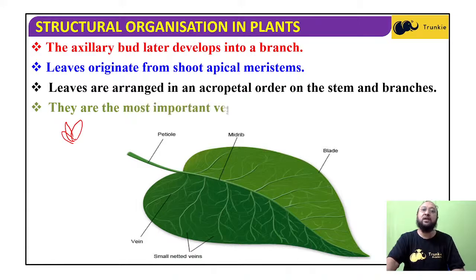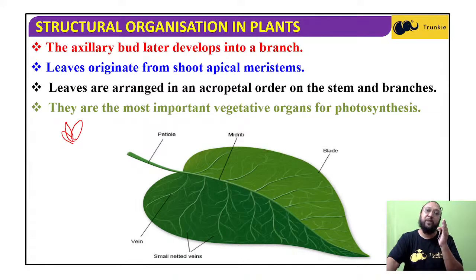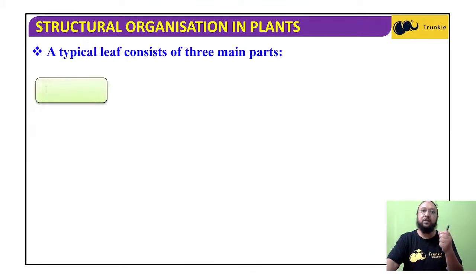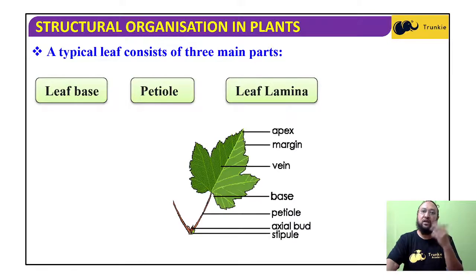So this is the typical structure of a typical leaf, and leaves are the most important vegetative organ for photosynthesis. Though we have observed that some photosynthesis takes place in some parts of the stem also, leaves are the main vegetative organ that carries out the process of photosynthesis. So a typical leaf consists of three main parts: leaf base, petiole, and leaf lamina.